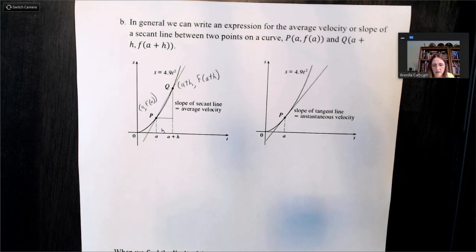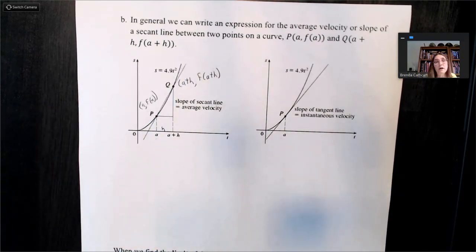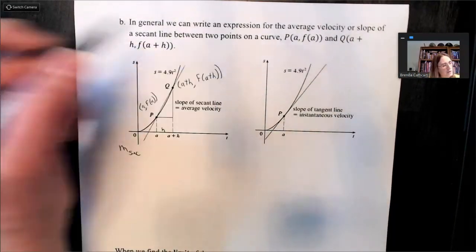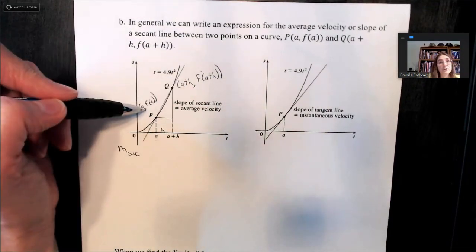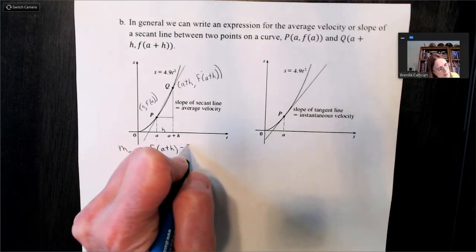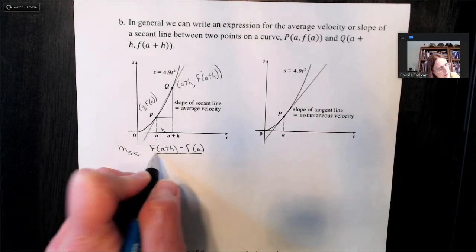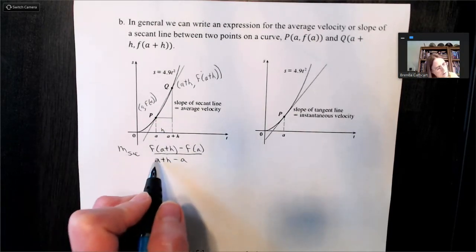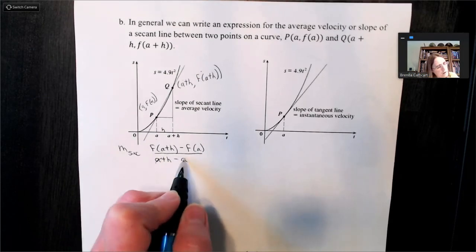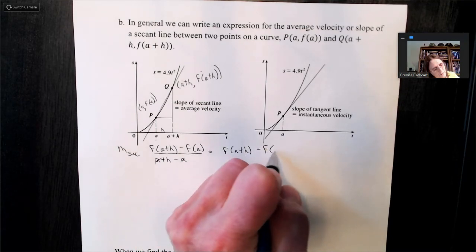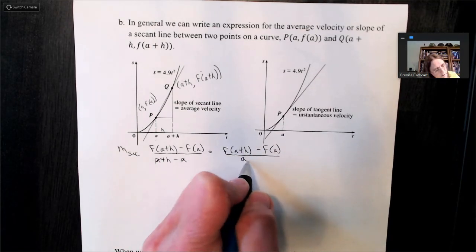What we can do with that is we can write an equation in general for the slope of this secant line. So our slope of the secant line, change in y or position divided by change in x or time, we have f of A plus H minus f of A divided by the change in our x-coordinates, A plus H minus A. And in our denominator, to simplify, the A minus A adds up to 0. So we have f of A plus H minus f of A, all divided by H.